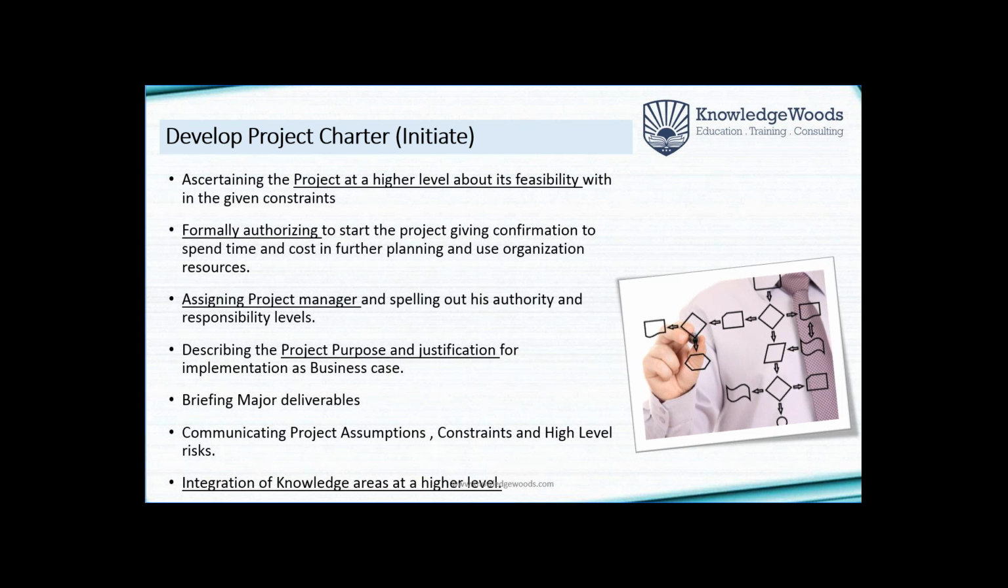And in this, basically what we are saying is we are assigning the project manager and spelling out his authority and the responsibility levels. To what level is he responsible, right? Can he decide on the budget of the project? Can he take the people, right? Can he take all kinds of people, or only till a certain level beyond which he has to take the permission of the sponsor or the senior management? So what are his responsibility levels and what are his authority levels, right?